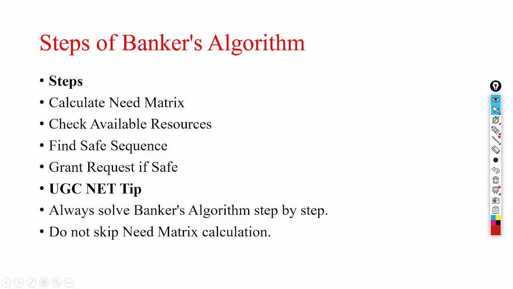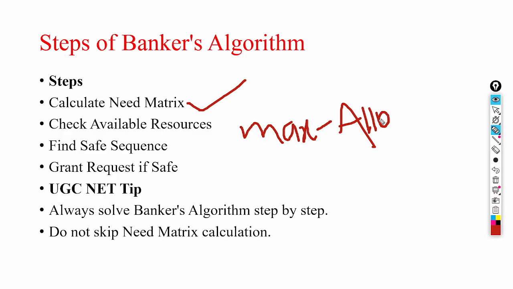The next one, the steps of banker's algorithm. It is very important, the complete working of banker's algorithm. Step 1, we need to calculate the need matrix. What is the need matrix? Need is equal to maximum minus allocation. Yes, maximum minus allocation. This is the formula for the need matrix.